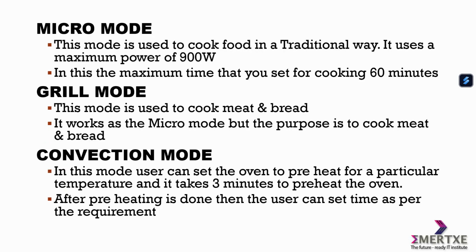Micro mode is used to cook food in the traditional way. It uses a maximum power of 900 watts, and the maximum time that we can set is 60 minutes. Grill mode is used to cook meat and bread. It works like micro mode, but the purpose is to cook meat and bread.